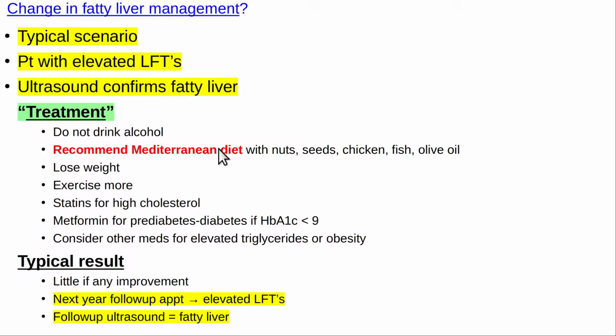Okay, and by the way, how does this usually play out in real life? Well, in the Western world, when the patients continue eating something like the Mediterranean diet or some modified version of that, they usually don't lose any significant weight. They usually don't improve their liver very much. They come for a follow-up ultrasound of their liver about a year later, let's say. It typically still shows fatty liver. Their LFTs are typically still elevated. It's stupid, okay? So what would I recommend?